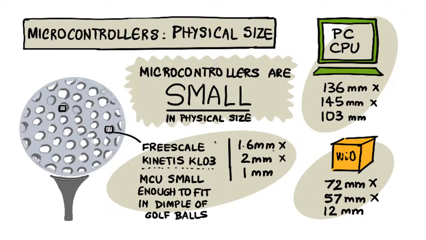Now, microcontrollers, as I said, are very, very small. The smallest one is the Freescale Kinetis, which is small enough to fit in the dimple of a golf ball. It's 1.6 millimeter by 2 millimeter by 1 millimeter. It is tiny, absolutely minuscule. Very, very small boards. This is the WIO terminal, for example, that's 72 millimeters by 57 millimeters by 12 millimeters, and that's for the whole thing in its case with its screen. Whereas the average CPU of a PC is substantially larger, and that's just the processor. So these are really small devices, and you can connect them to very tiny devices. If you want to build a bit of hardware and make it small, microcontrollers are small enough that you can do that.